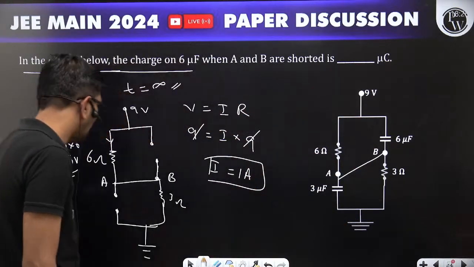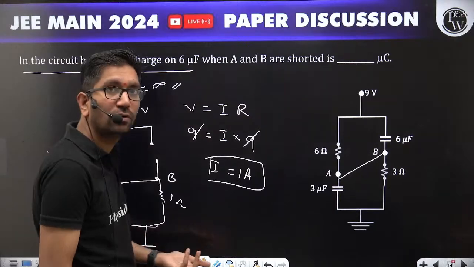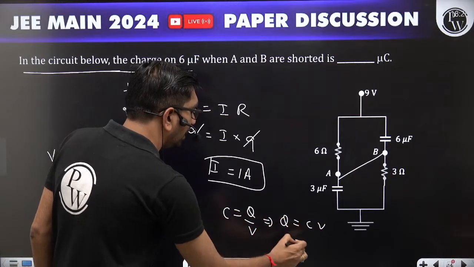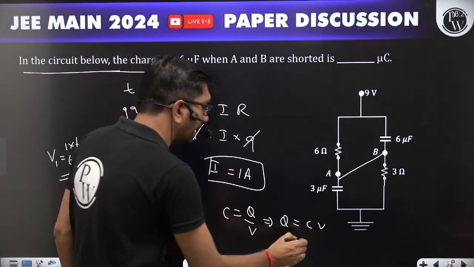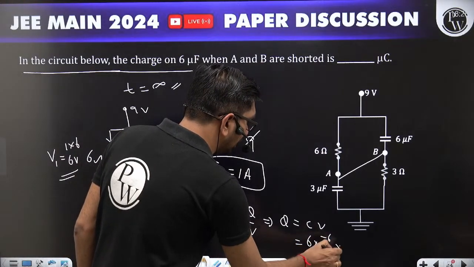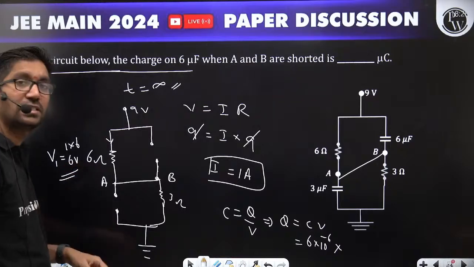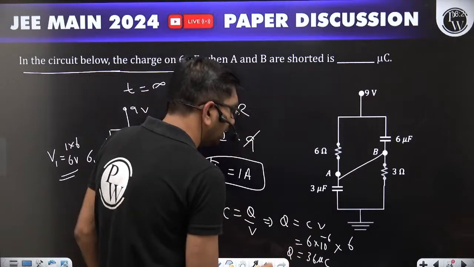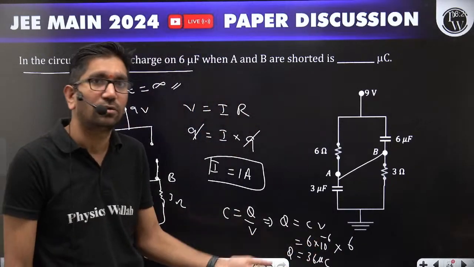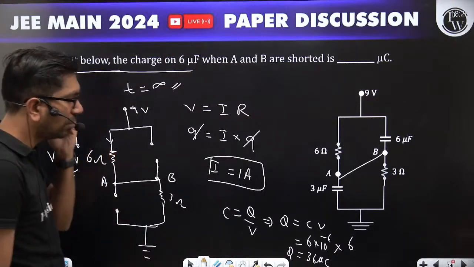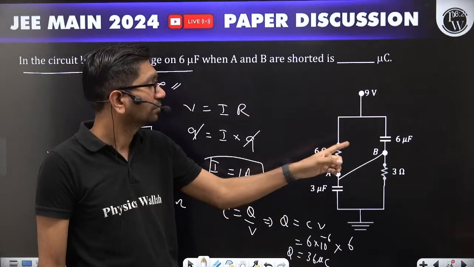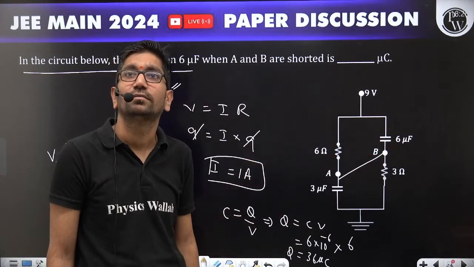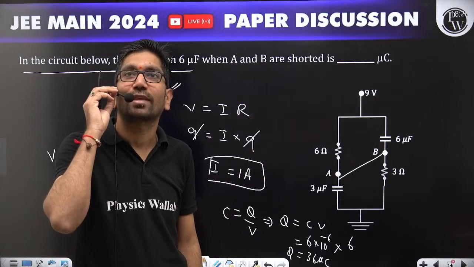Now, as everyone knows the capacitor formula, C is equal to Q by V. Q equal to CV. And the capacitor is given as 6 microfarad, 6 into 10 power minus 6. And the voltage we got is 6 volt. 6 sixes are 36. 36 microcoulomb we can write, right? Because 10 power minus 6 is micro. So there are no options. So finally, the charge present in this capacitor is 36 microcoulomb.